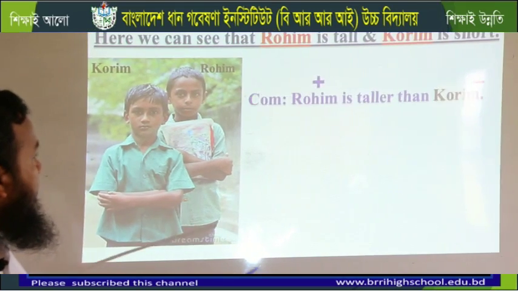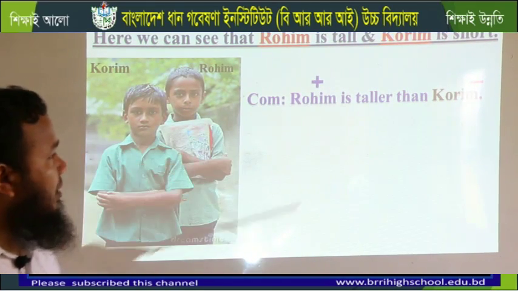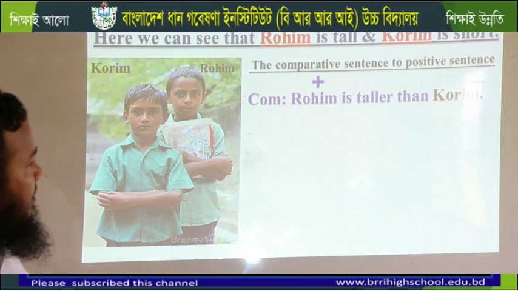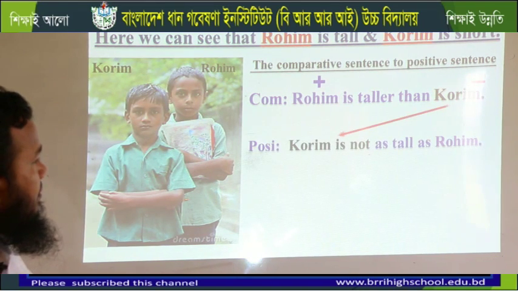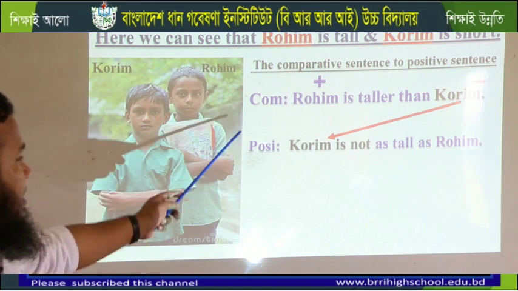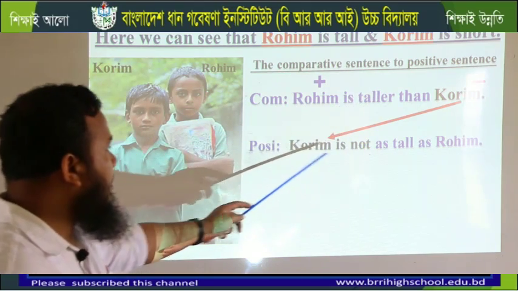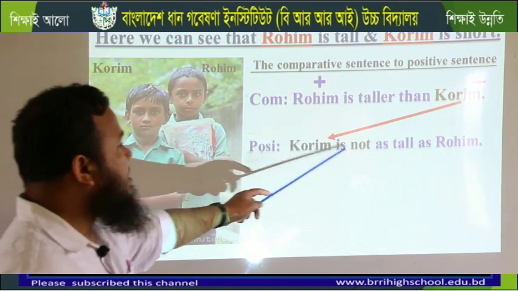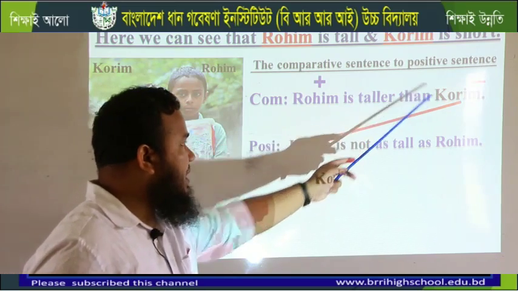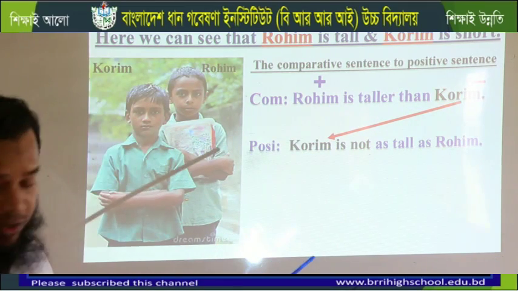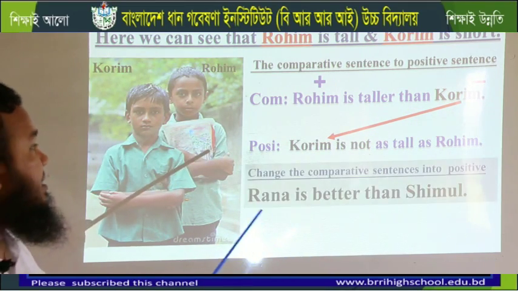Then another example, Rohim is taller than Korim. Look at this example, Rohim is taller than Korim, comparative degree. Korim is not as tall as Rohim, positive degree. The object is transformed into subject. I think you all have got some idea about it in your previous classes.